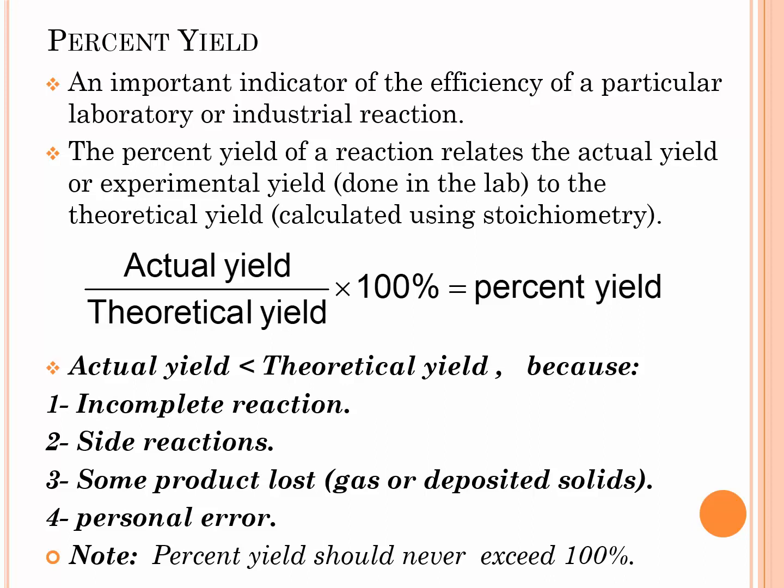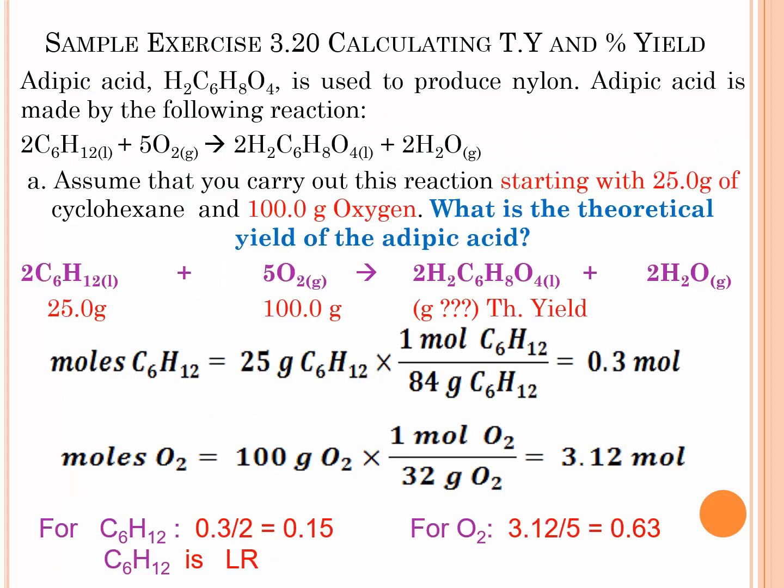or your answer is wrong. And this is the law you use to determine the percent yield. Divide the actual yield, the one you get from the experiment, over the theoretical yield, the one you calculate from the balanced equation, times 100, and you will get the percent yield. So this percent yield should never exceed 100. And the actual yield is always less than the theoretical yield because of these reasons. Note them.